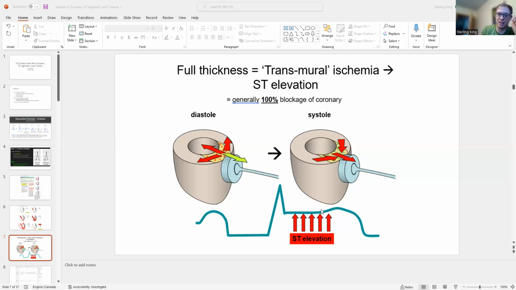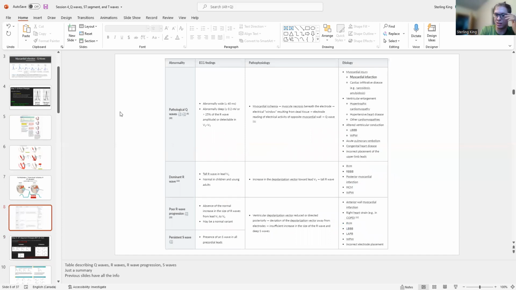All of this is just to say, in a full thickness infarct, what we consider an MI, you see ST elevation. So the simple way to think of it is, ST elevation is a heart attack. It's really simple.